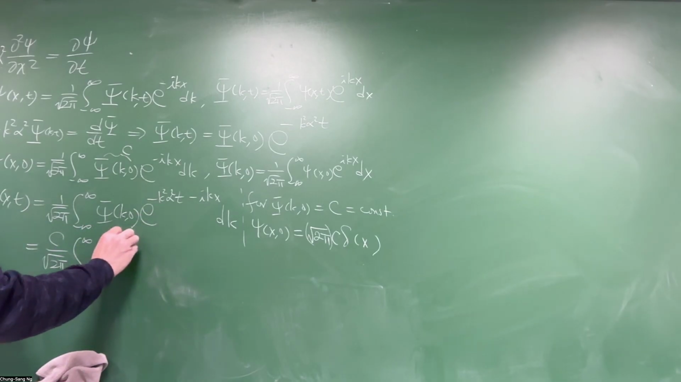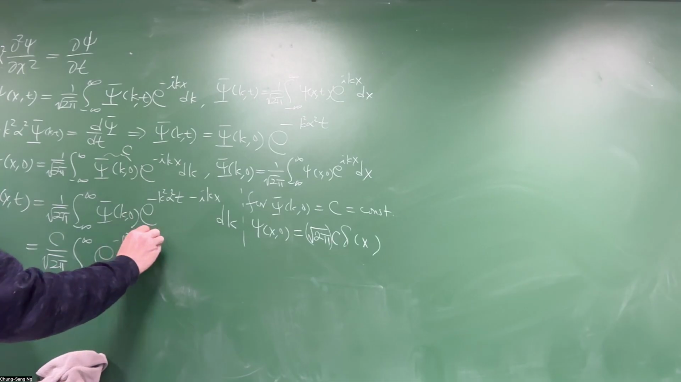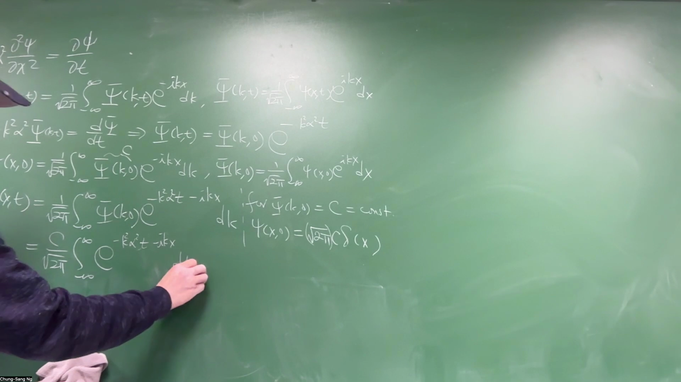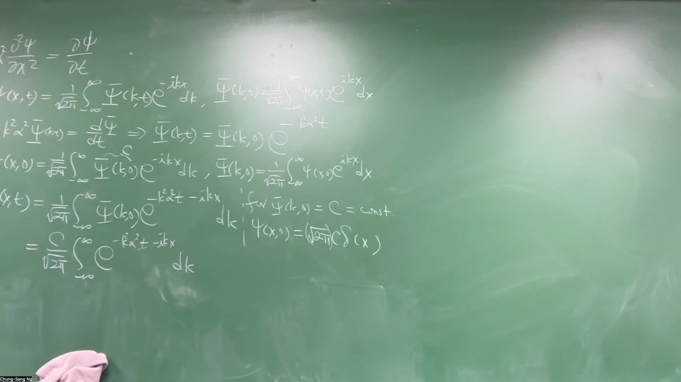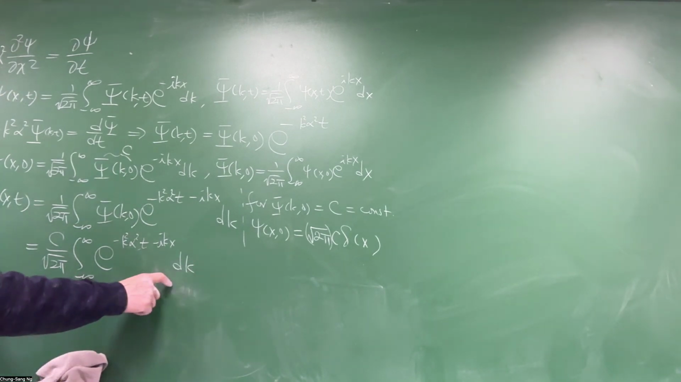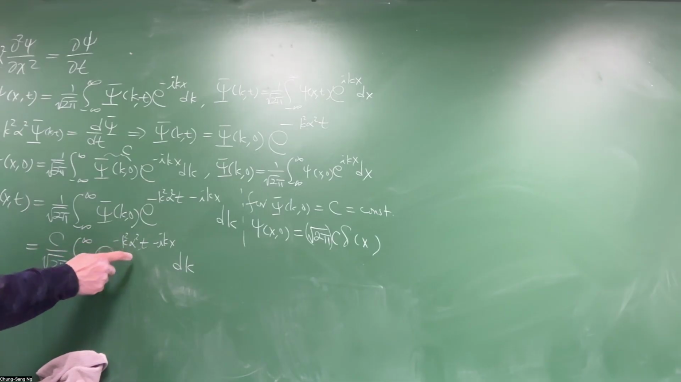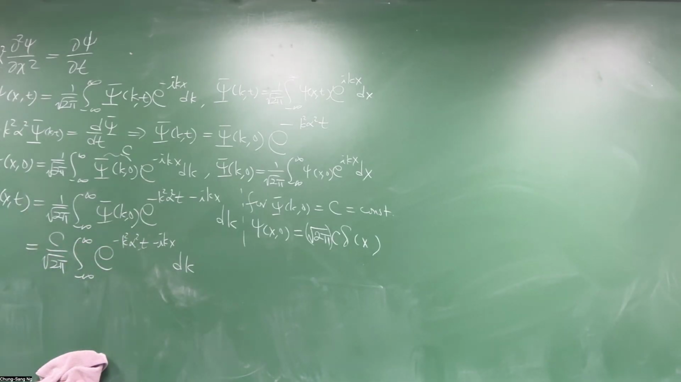Let this, this t minus 1, dk. Right. And now you recognize this is like the inverse transform of a Gaussian with a k squared, right? And obviously you can just look that up. Right, you can look that up.